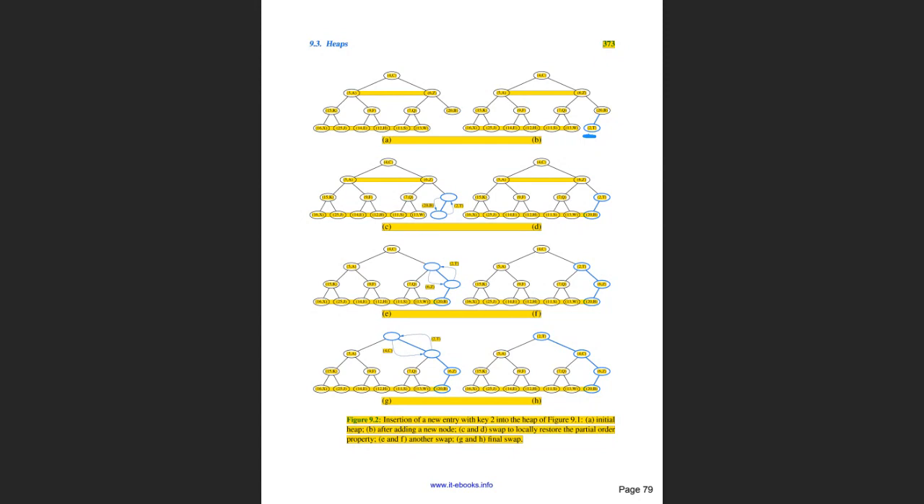Now let's check this one. 6 and 7, this is also smaller. 20 has to go below 6. Sure, 20 goes below 6. This is smaller, no problem. This is smaller, no problem. Okay, now come here. This is smaller, no problem. Here 5 and 9, this is smaller, no problem. 4, 5, 2, this is also no problem.